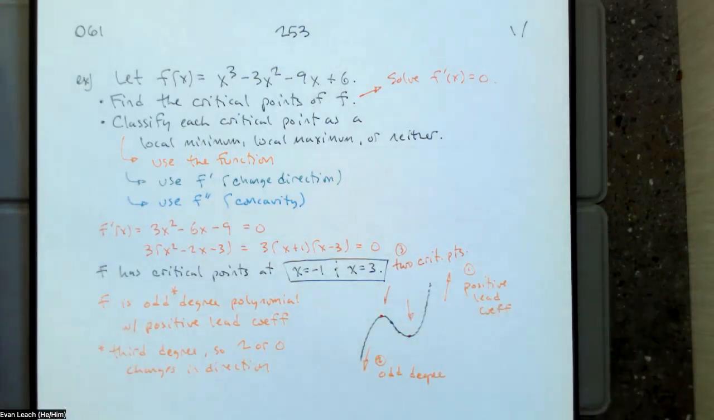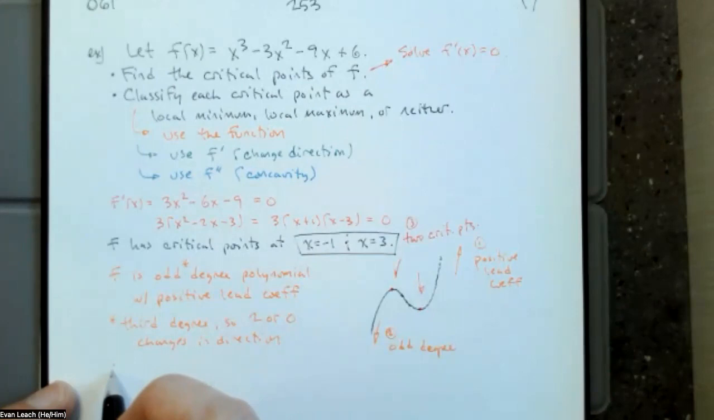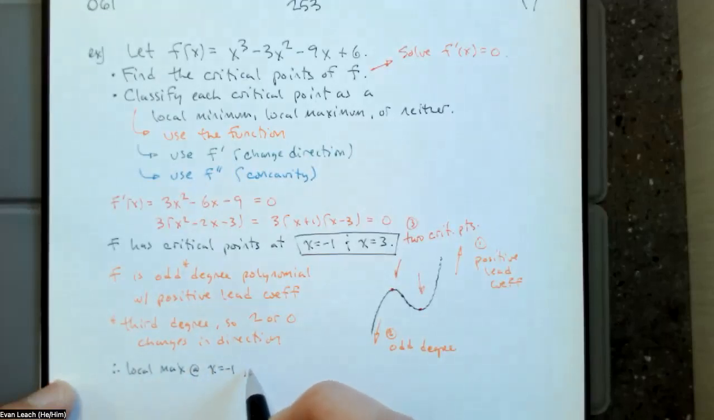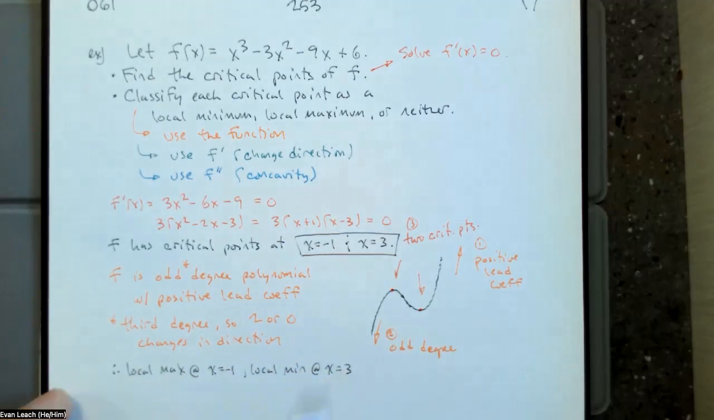So based on this information, based on what we know about the graph, because I picked the easiest possible example that I could think of, we can decide based on the function itself that we have a local maximum at -1 and a local minimum at 3. So we have found the critical points, and then we use the function itself to classify those critical points.